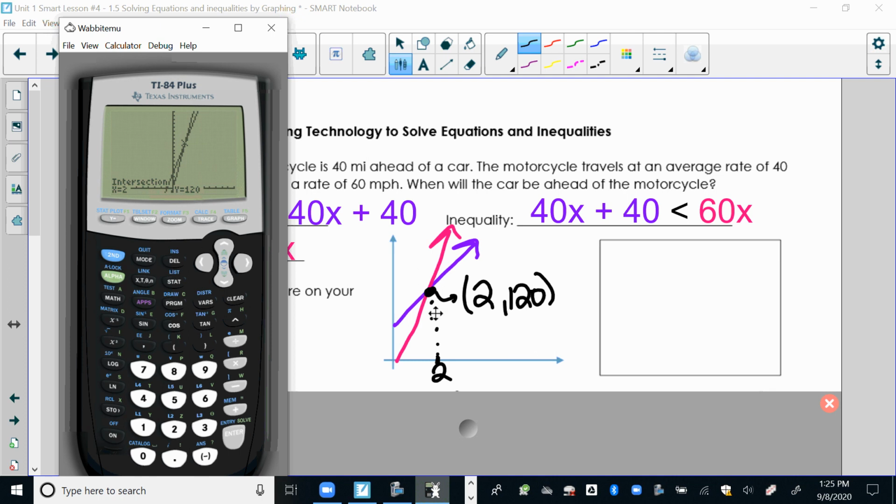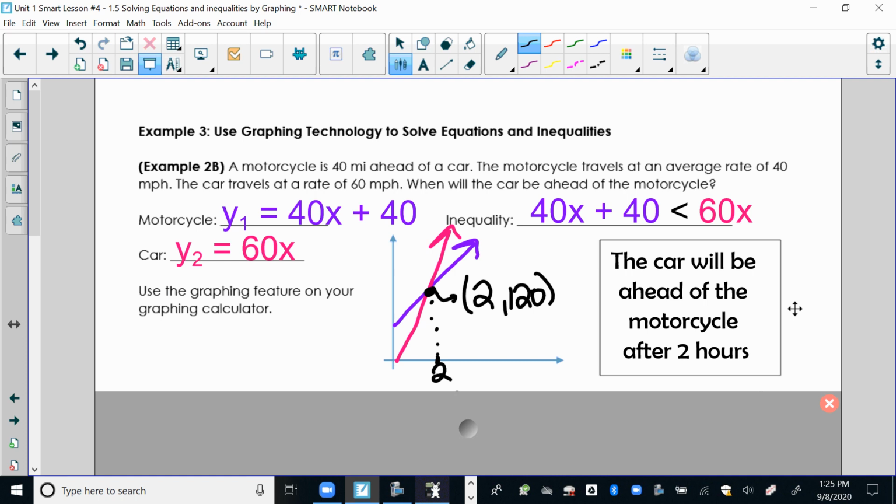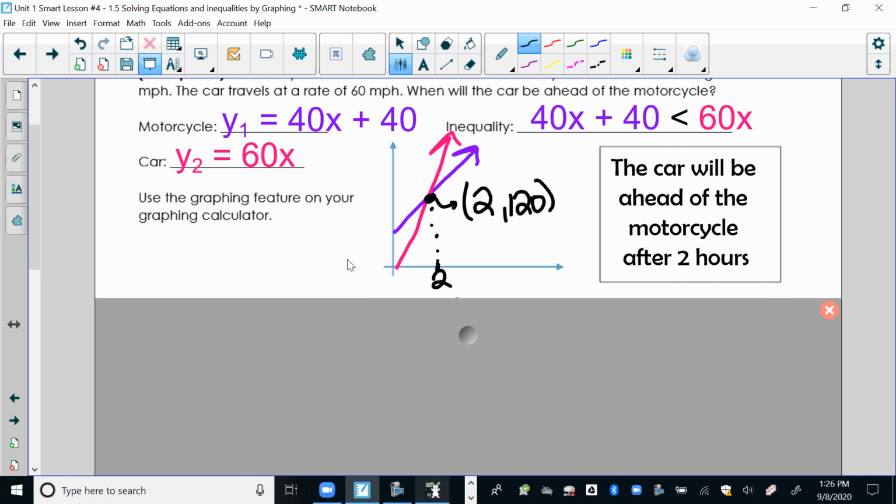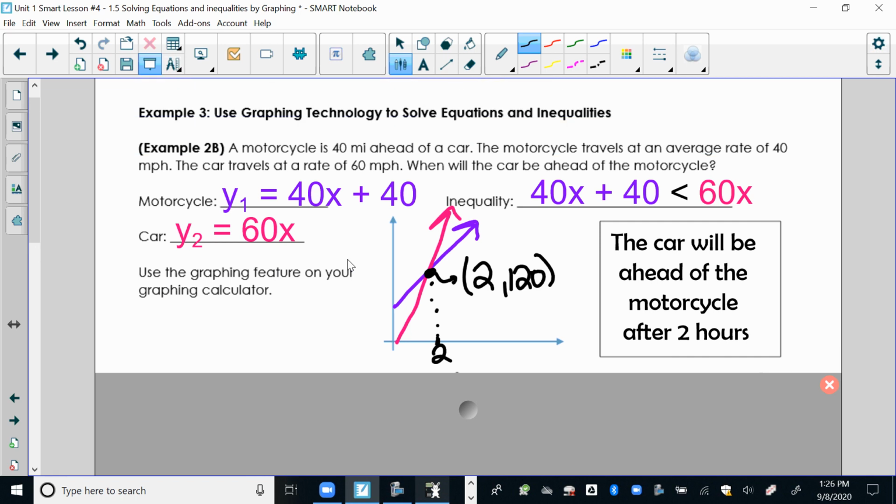So the point where the two are exactly at the same time and location is 2 hours, 120 miles. Which means that beyond that, our car will be ahead of the motorcycle. Looking at the graph, that pink graph is above the purple graph. So the car will be ahead of the motorcycle after 2 hours. And there's example 3, which is actually example 2B in your book.